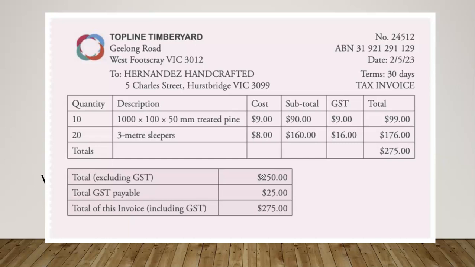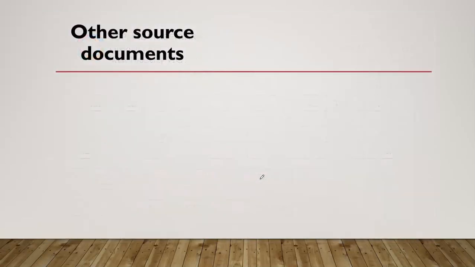But before that, can you pause the video and identify what this transaction is and explain it? I'll let you do that. I won't go through the answers. If you're in my class, I'm sure we'll go through this in class. So what are the other source documents you might see?